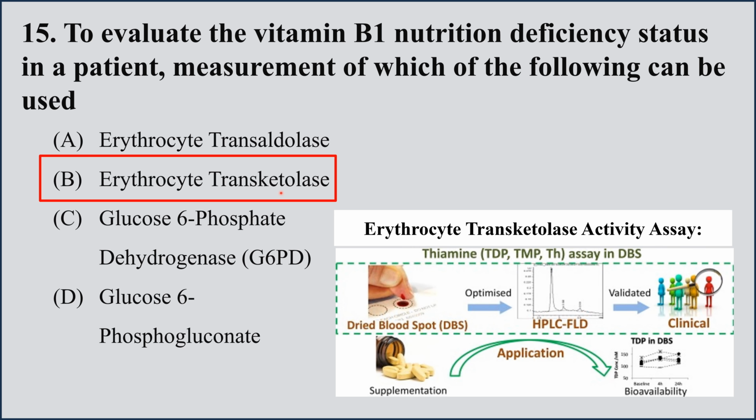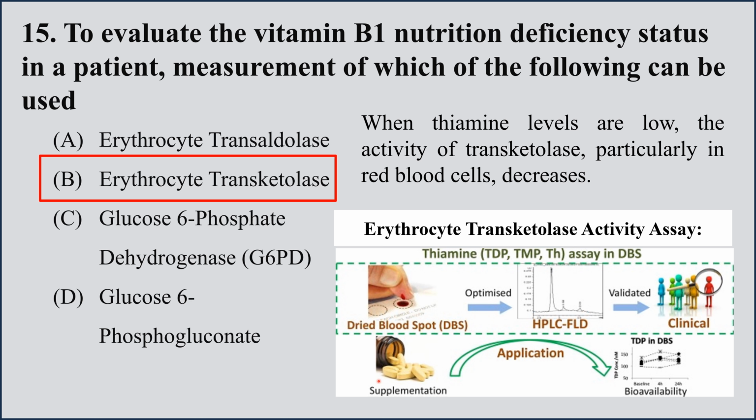The test is known as the erythrocyte transketolase activity assay, in which thiamine level is determined, and if the thiamine is deficient, then supplementation or nutrition is recommended. When thiamine levels are low, the activity of transketolase, particularly in red blood cells, decreases. So a low thiamine level indicates a low level of transketolase activity. Then supplementation and nutrition are suggested to overcome the deficiency.